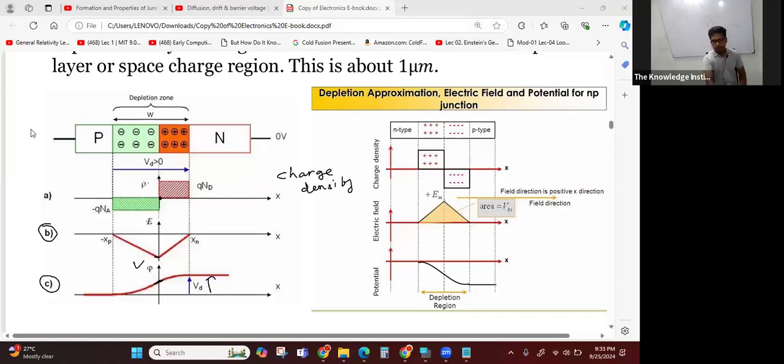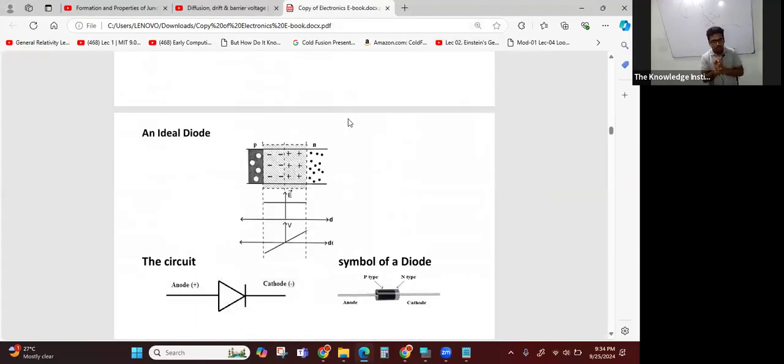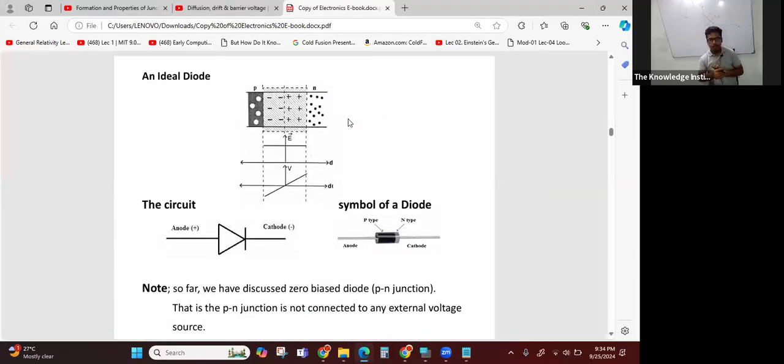So far what we discussed is the underlying principle of the PN junction, or the underlying principle of the diode. Okay, so now we can move on to the topic diode. So write the topic diode and then the subtopic, an ideal diode.